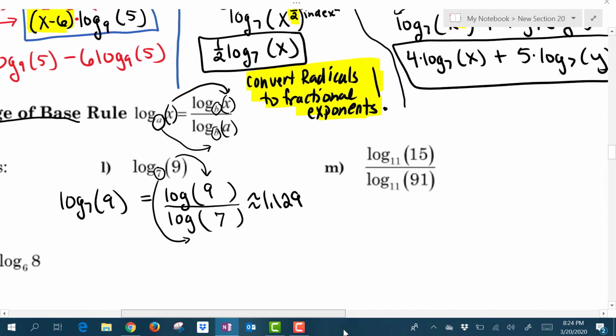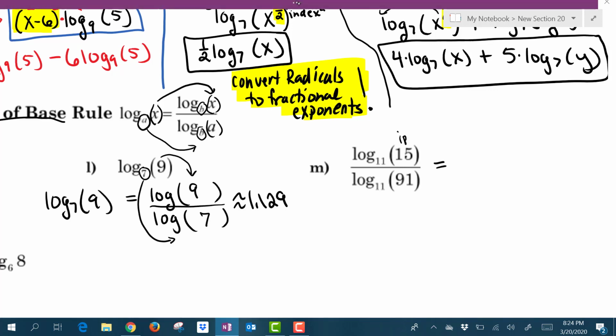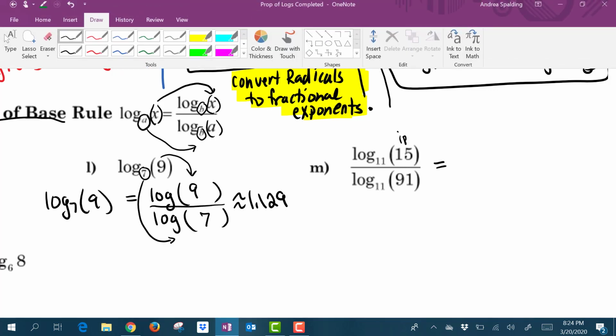We can also use the rule going backwards. Let's say that you have a log of the same base at the top and the bottom of a fraction. You could actually convert this into a single log. The input there would be the original input of the top log.